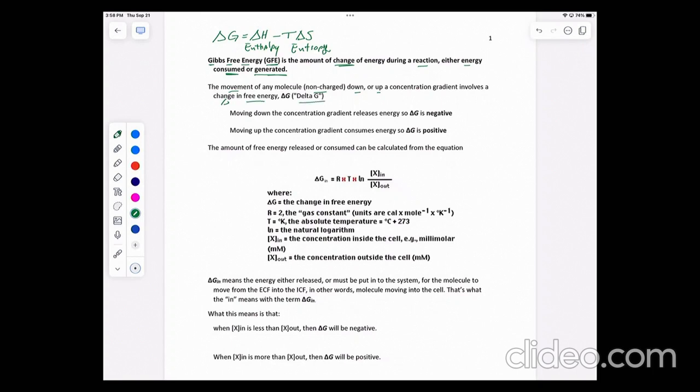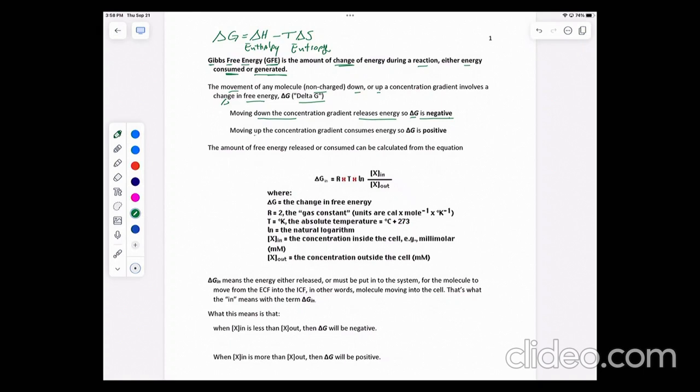So stated kind of simply, if I'm having a particle going down its concentration gradient, then it's going to release energy by definition, and that means that delta G is going to be negative. So negative delta G always means a release of energy. And so again, a particle going down its concentration gradient is releasing energy.